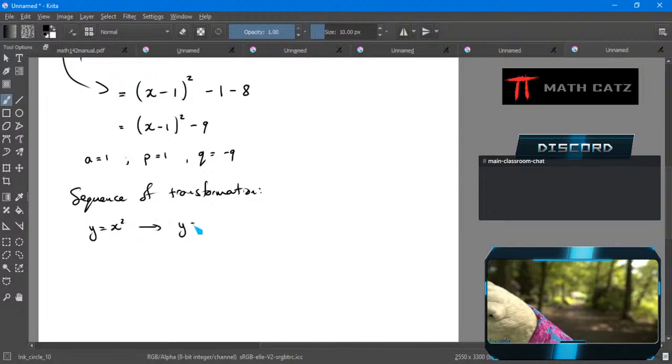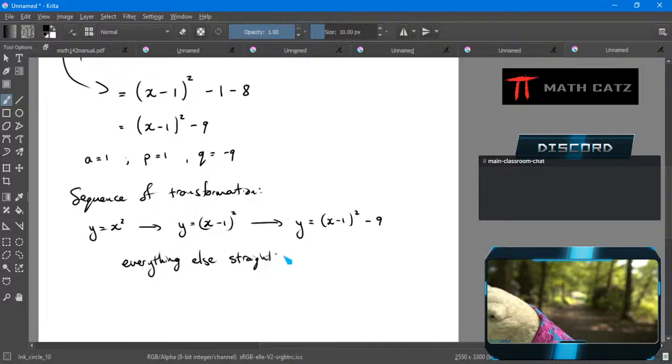It's going to go to y equals x minus 1 squared because there is no significant a to really look at. And then it's going to take that right-hand side and subtract, oops, not q, 9. And then everything else is straightforward in terms of what we've seen before. So I'll leave that to you.